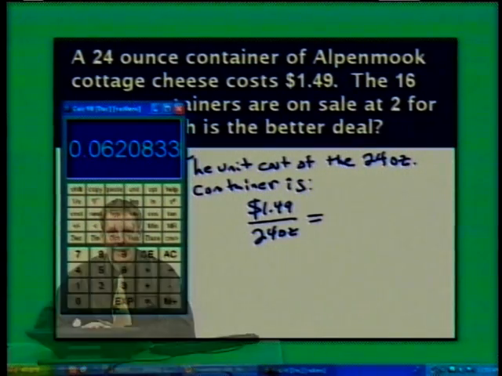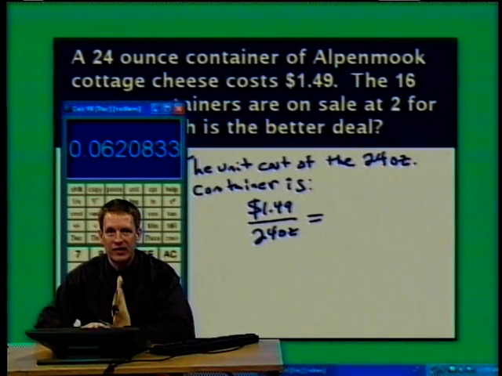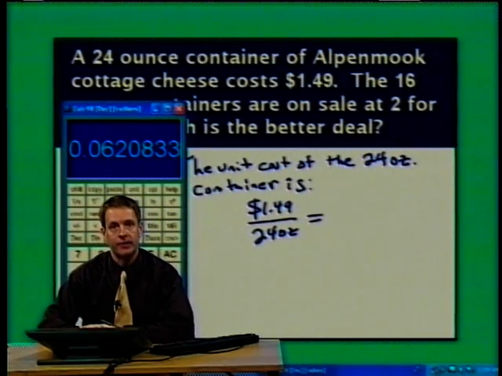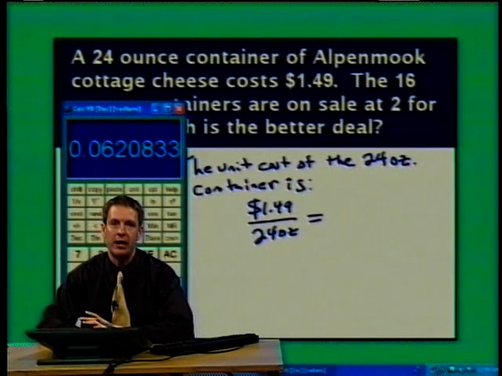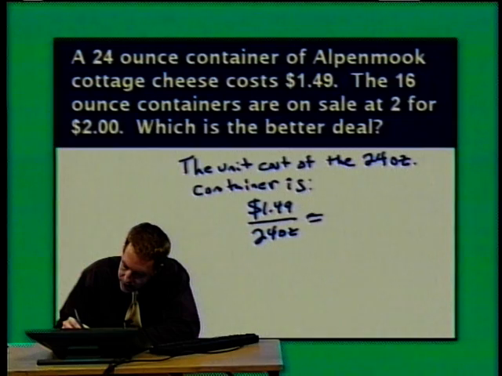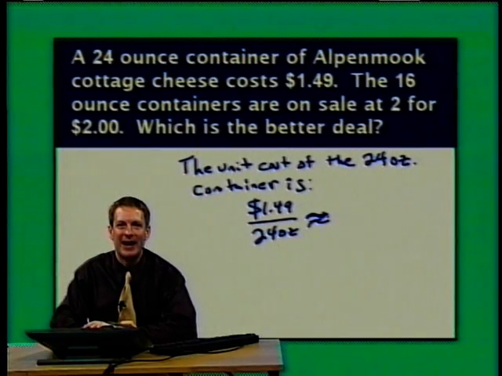So let's go 1.49 and divide by 24. And I see that I get about $0.0621. Now, I don't know about you, but when I'm working with money and the amount of money is under $1, I'd rather work in cents than in dollars. $0.06 is 6 cents. So $0.0621 would be 6.21 cents. So I'm going to go back here. I'm going to change my straight equal signs into squiggly equal signs because I'm approximating.